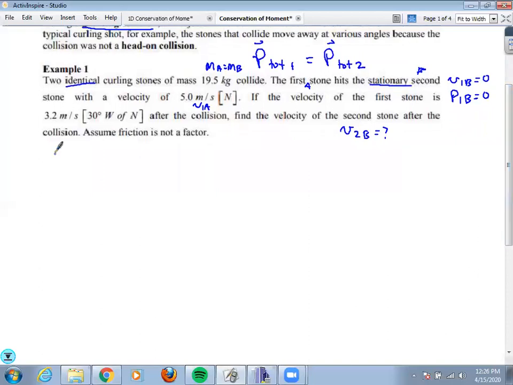We need to find P1A, P1B, and we need to find P2A, because P2B is our unknown, the momentum of the second stone after the collision.